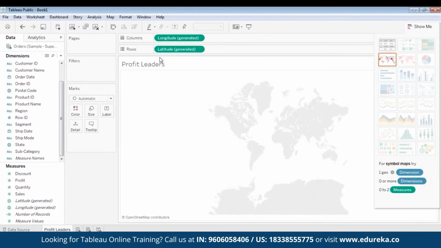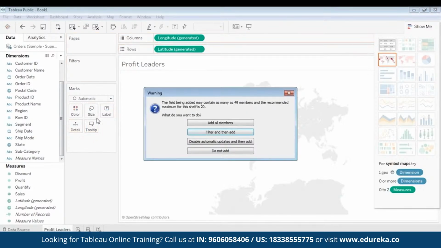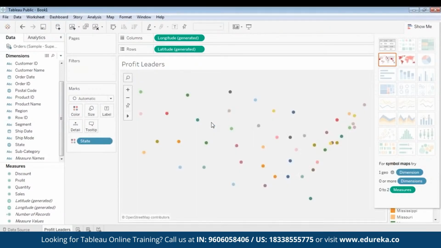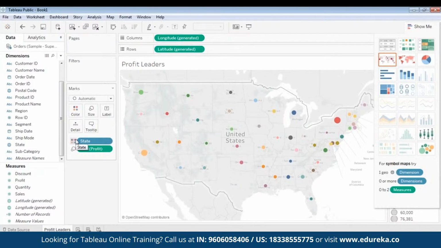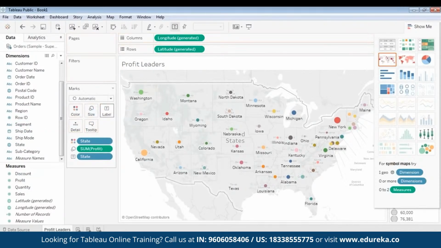So the next thing what I want to do is I wanted to find which all states are doing more profit, right? So the first thing which I need to do is let me just select state and put it inside colors. So I'll be explaining you guys one by one all these things. Don't worry about it. I will just click on add all members, okay? And then I wanted to know profits. So my profit is over here, okay? I'll put my profit in this one size, all right? And next what I'll do is I want to label my states also. So I'll put it in label.